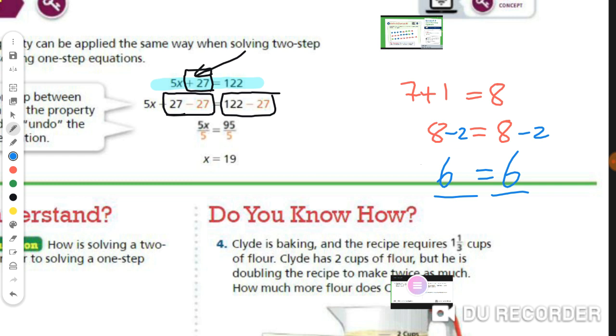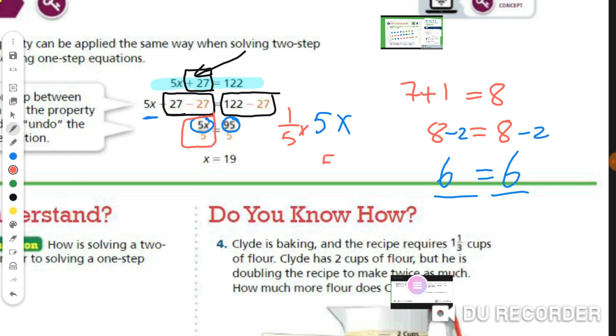Okay, so I subtracted. So what remains? Here, the left-hand side remains 5x, and the right-hand side remains 95. Okay, I need x alone. What we should do with the number that multiplies, I will multiply it by its multiplicative inverse. So I will multiply 5x by 1 over 5. And I can write it directly, as in this example, as divided by 5.